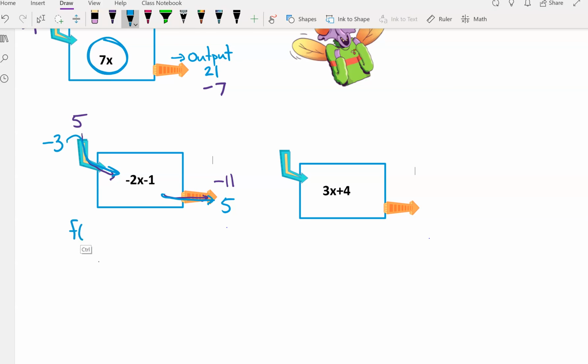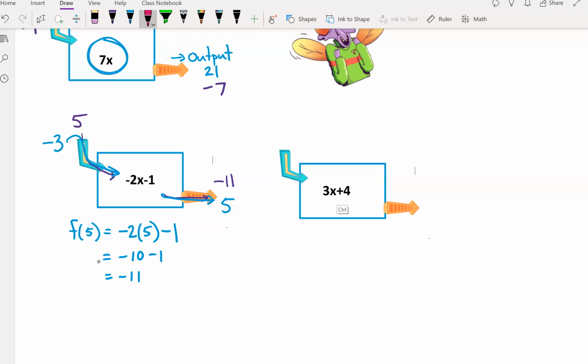If you said, I'm evaluating the function at 5, then what happens is my 5 goes into the place for x. And that's how I get my negative 10 minus 1, or f of 5 equal to negative 11. All right, let's try one last function machine over here on this side.